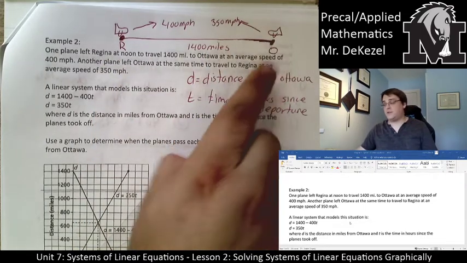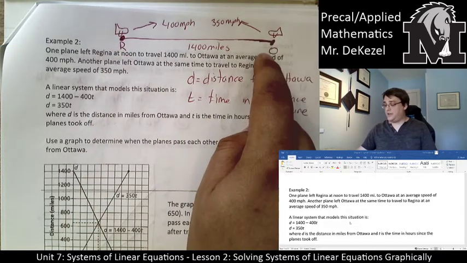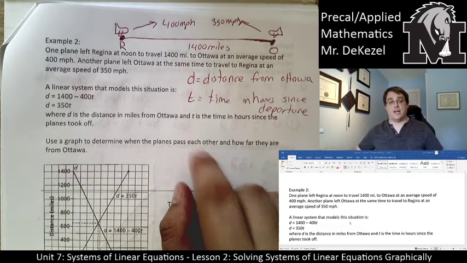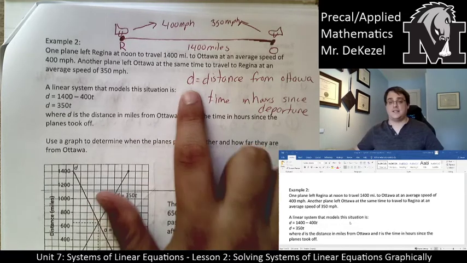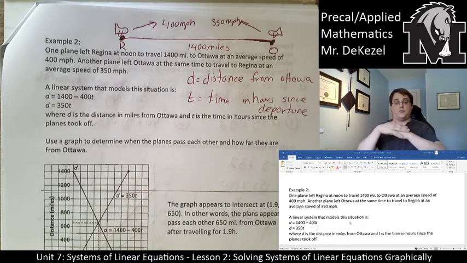I can draw planes going from Ottawa to Regina. The distance between them is 1,400 miles. We want to know where they cross and how long it is going to be until they cross paths. So what they have done for us is they have said that D is the distance from Ottawa. The point where they cross will be at the same distance from Ottawa, no matter where they left from.